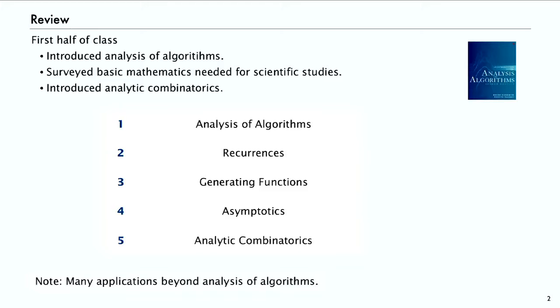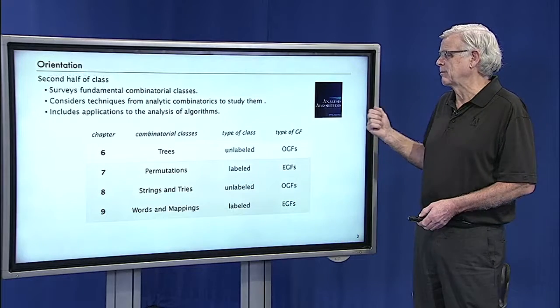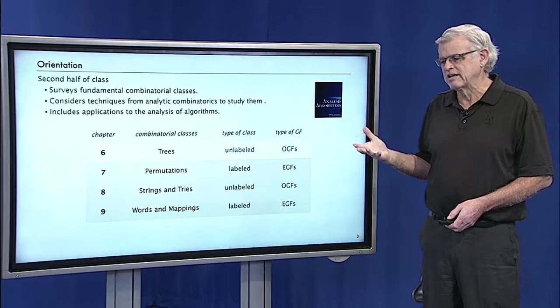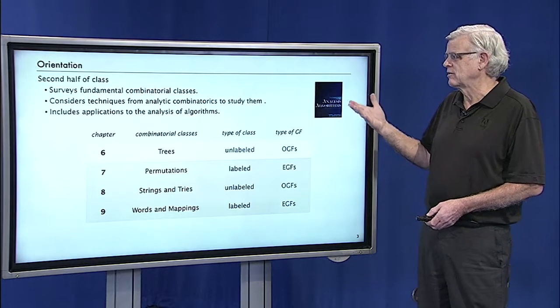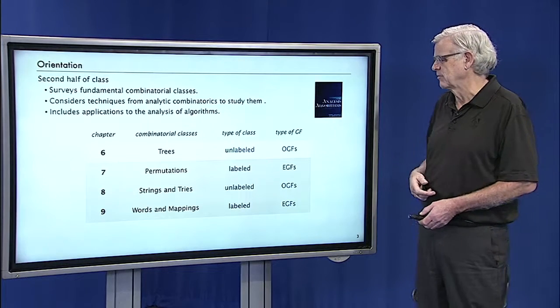Now we're going to switch to the second half of the class. We're going to switch to applications. And we're going to talk about some basic classic combinatorial classes with lots of applications. And we're going to look at techniques from analytic combinatorics that we use to study them, including applications to the analysis of algorithms.